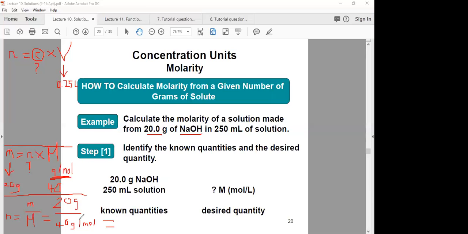What should we do? What is best practice before we cancel out the common units? Correct. We cancel out gram with gram. Yes. We look at the remaining unit, which is mole, and do a quick check. Is that what we're trying to solve for?